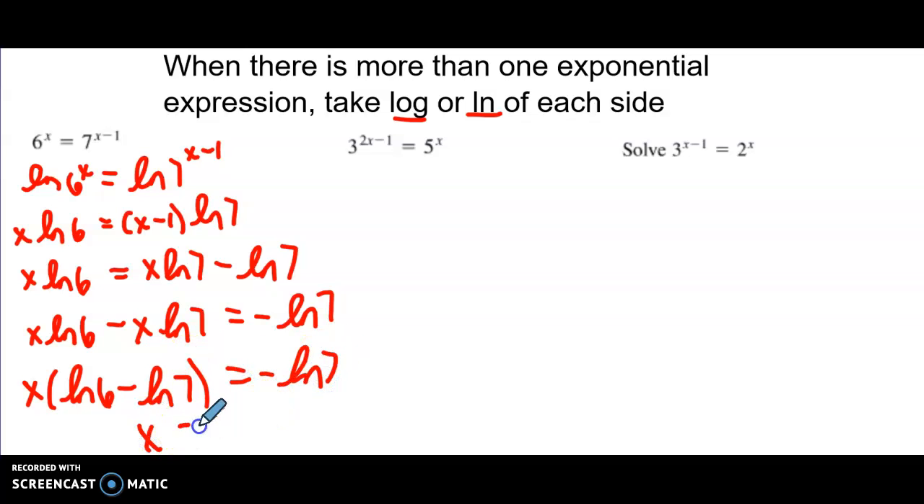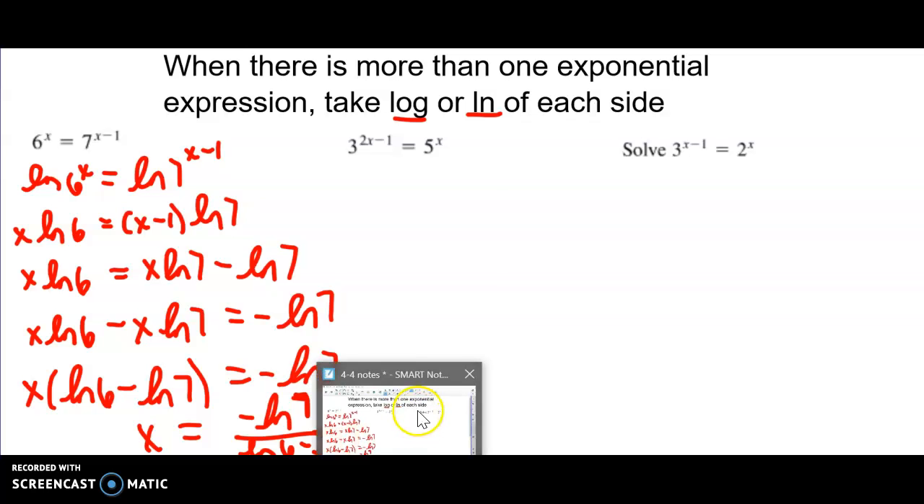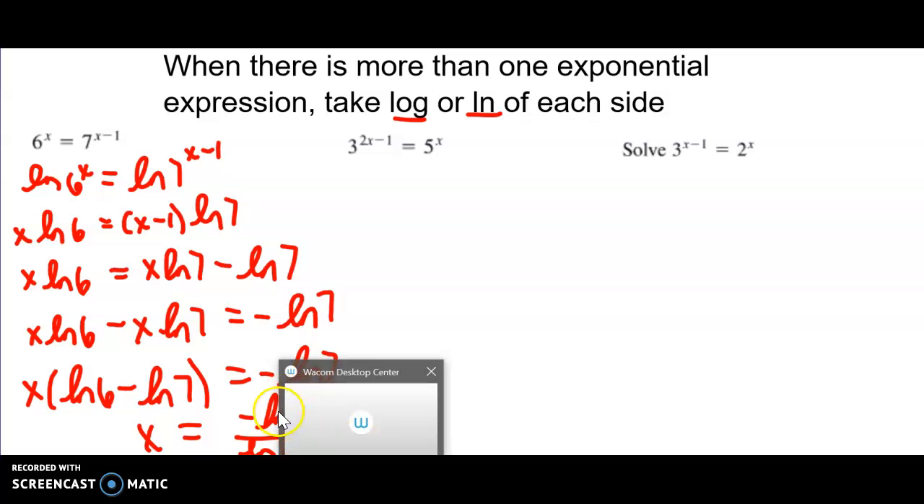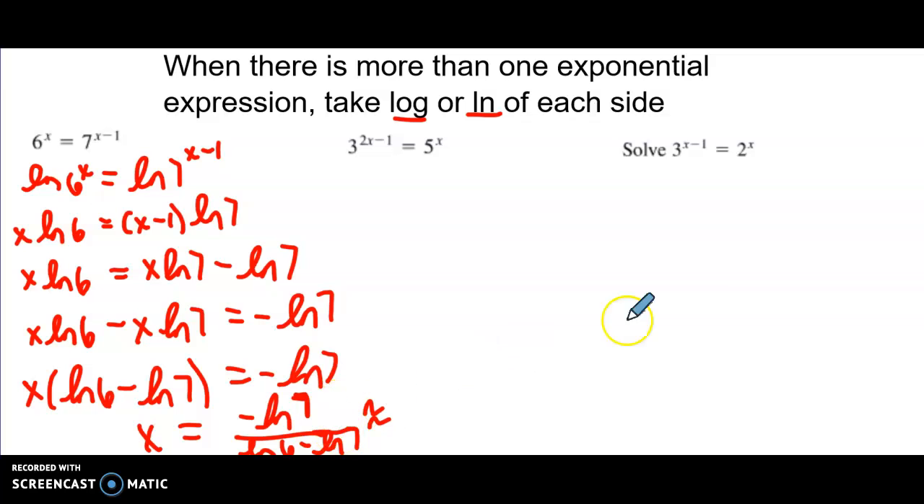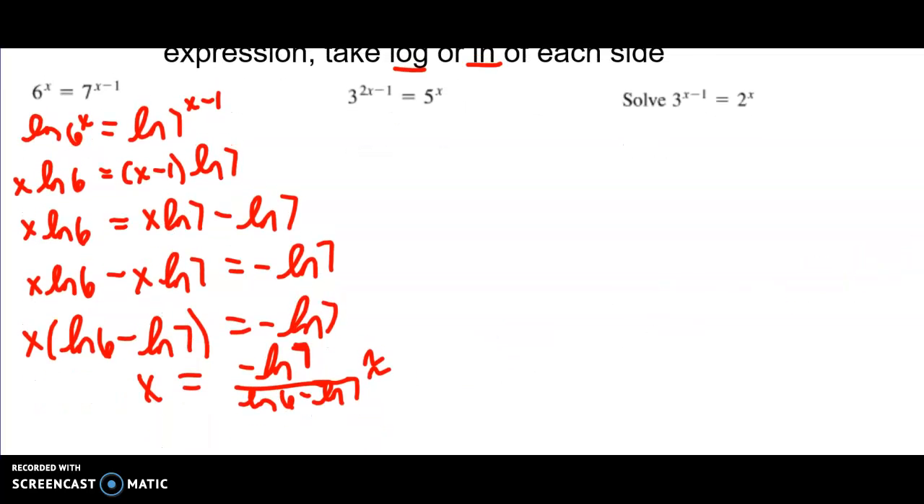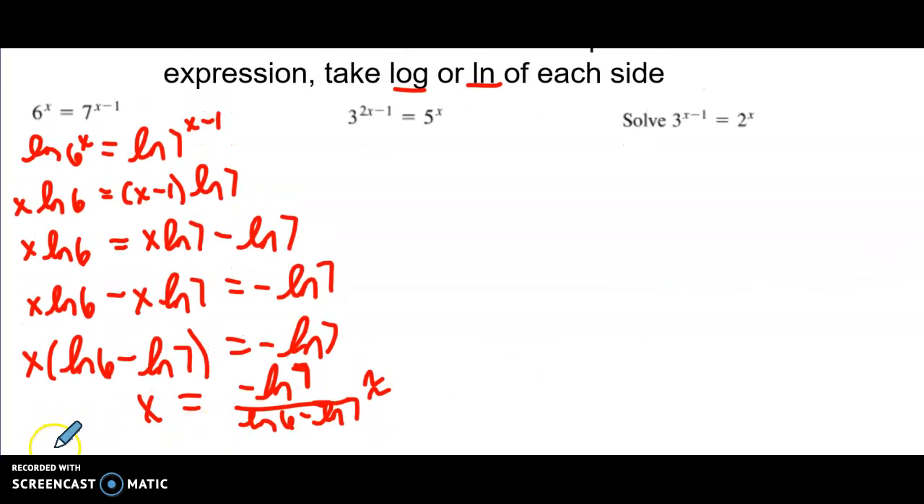And divide. Okay, we're still solving equations. There's so many similarities to the way we have always solved equations. It's just we have these irrational numbers that we're dealing with instead of rational numbers. Now on the calculator, I will take negative natural log of 7 divided by natural log of 6 minus natural log of 7. Okay, and see what we get.